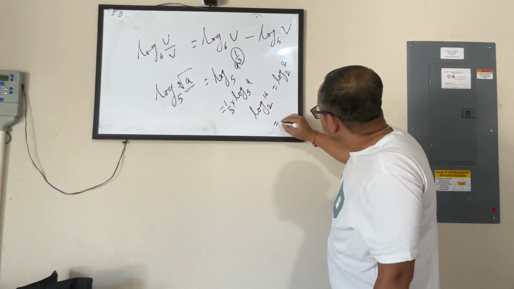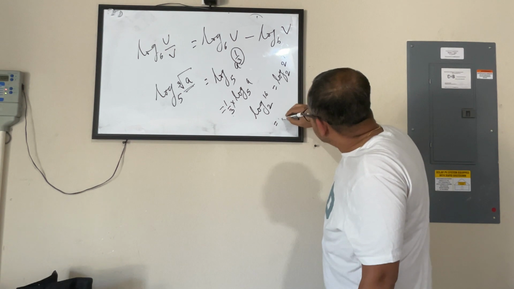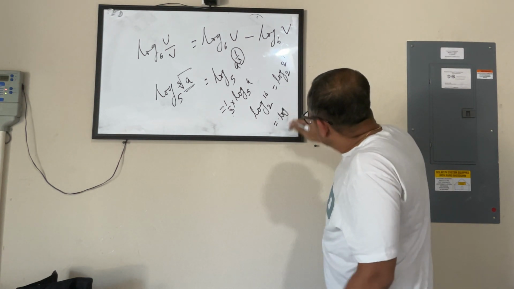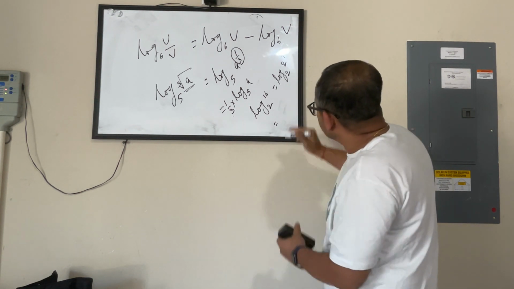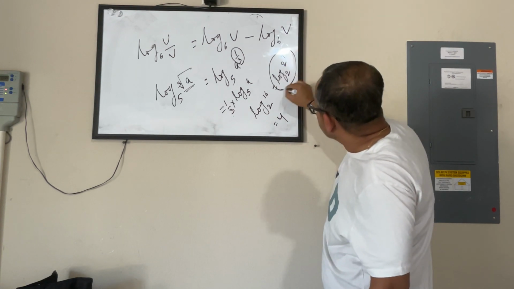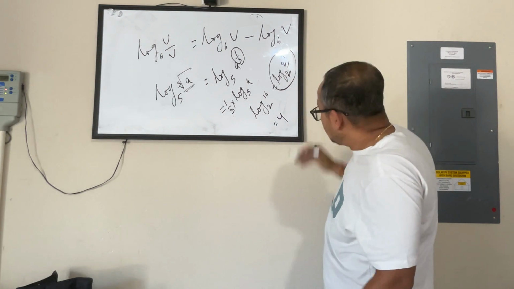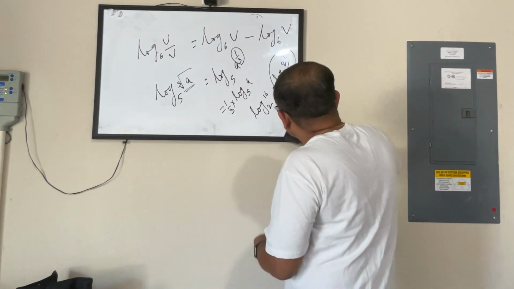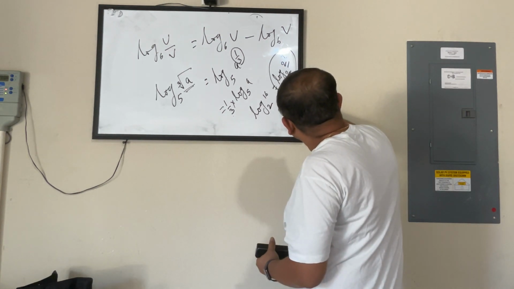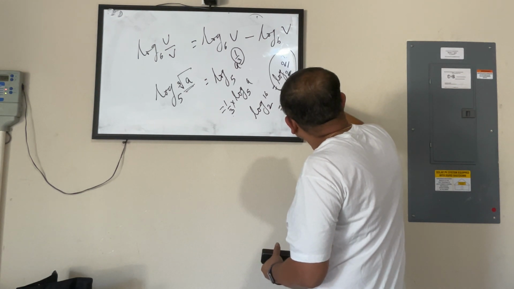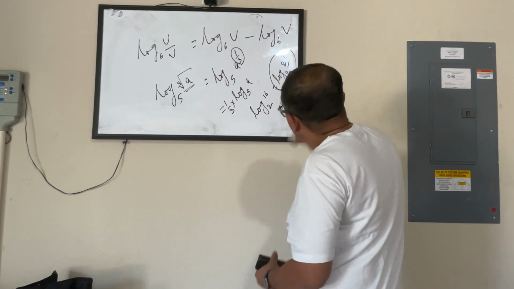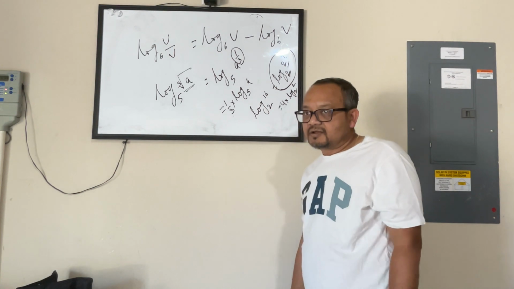What is the value of this? This becomes 4, right? Because this and this are matching now, so I'll just take this value. Or I can also say this equals 4 into log of 2. Do you see what I did?